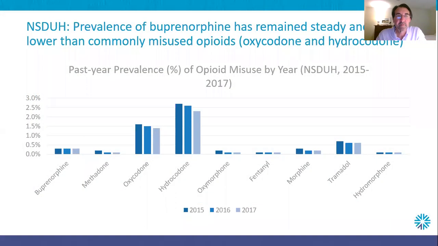Moving to the results. If we look at trends in the past year prevalence in the US in NSDUH, the prevalence for the 3 years that we examined has remained relatively steady at 0.3% for buprenorphine. Despite declines in the prevalences of oxycodone and hydrocodone, they remain considerably higher than buprenorphine, whereas the prevalence of misuse of other opioids was similar to that of buprenorphine.